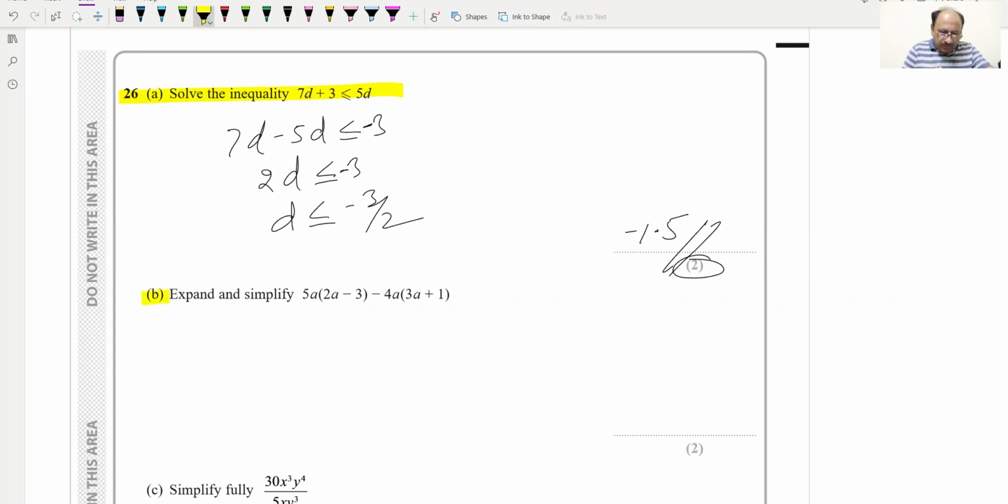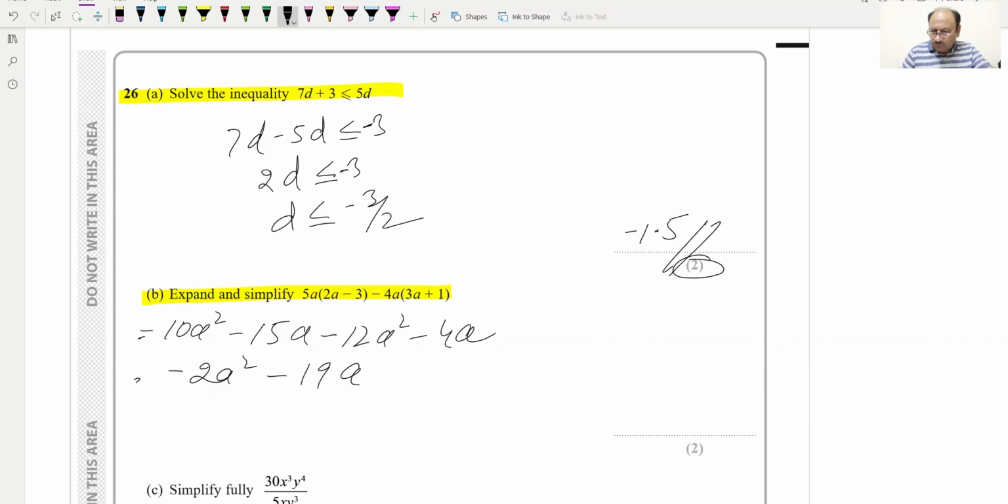Then for the B part, expand and simplify, we have to expand, meaning multiply. So first we will multiply this one, so it will be 10a squared minus 15a, and then we will multiply minus 4a to the inside, so minus 12a squared minus 4a. Now we have to add the like terms, this is squared, this is squared, so it will be minus 2a squared, and then a will be minus 19a. This will be our final answer, minus 2a squared and minus 19a, and this is basically a 2 marks question which we have done.